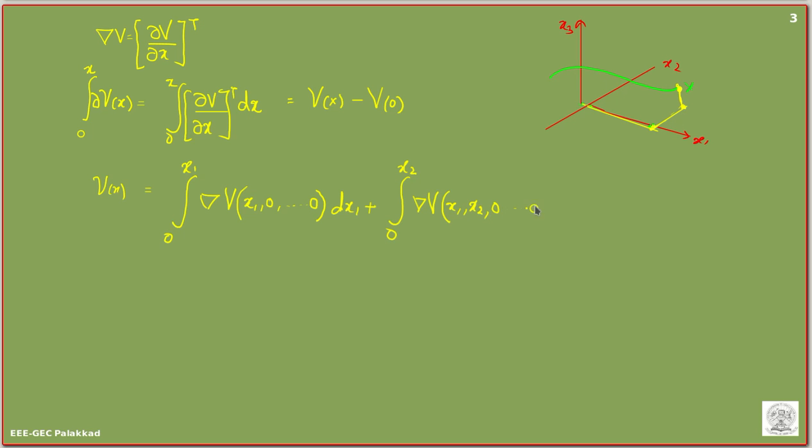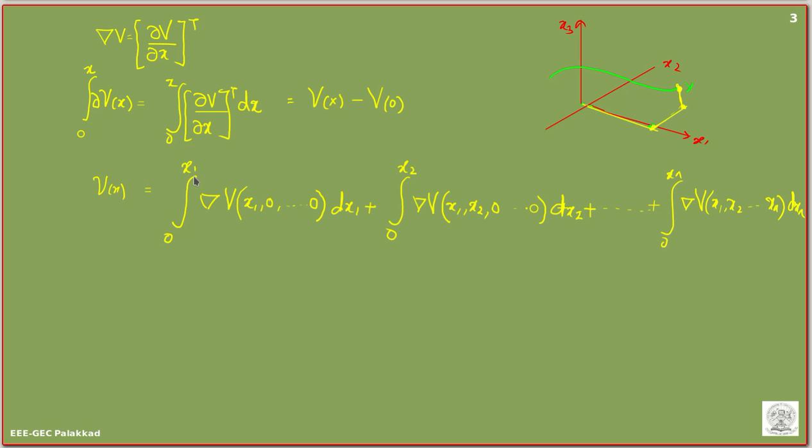Similarly, we can go up to the nth order system and define it as the integral from 0 to xn of del v of x1, x2, and so on up to xn, dxn. We can split the integral like this because we are bothered about the initial and the final point only. Once we have defined del v, we can find v of x from the line integral of the system. The important point is that the path does not matter here.